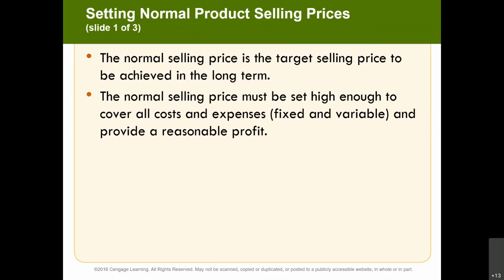You want to be able to cover both your fixed and variable costs at any time that you're selling anything, right? And so we want to be able to provide a reasonable profit. So anytime you're setting your sales price, you have to make sure that you're covering your fixed and variable expenses, and you want to make sure that it's high enough to the point where you're making a reasonable profit.